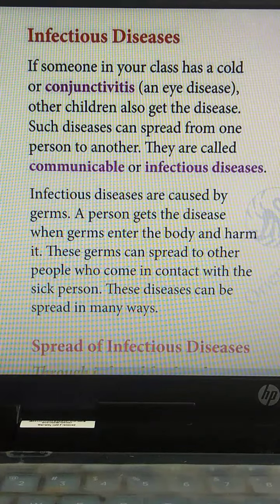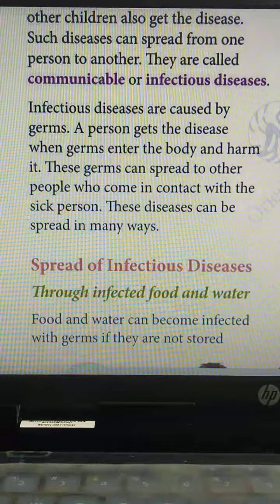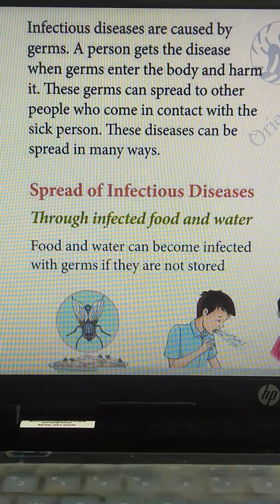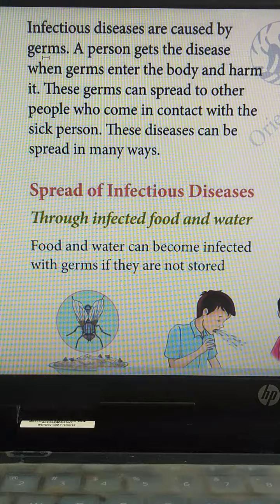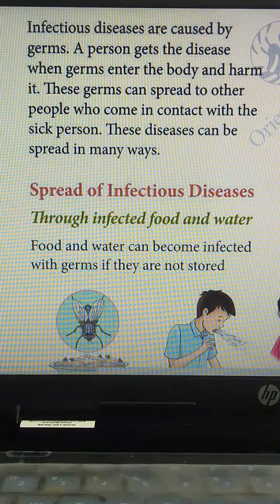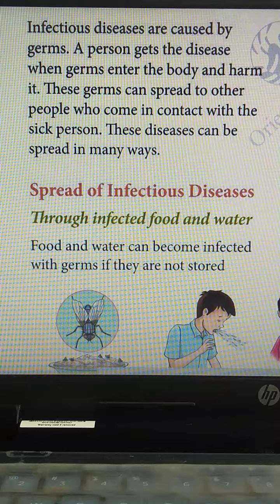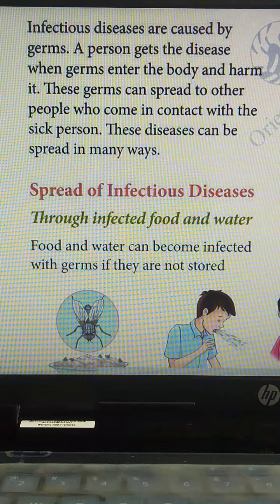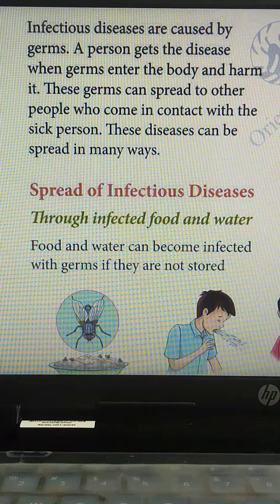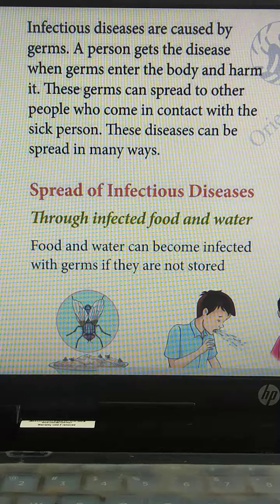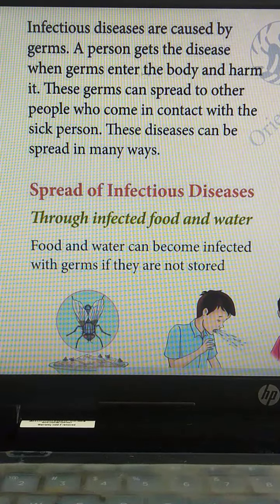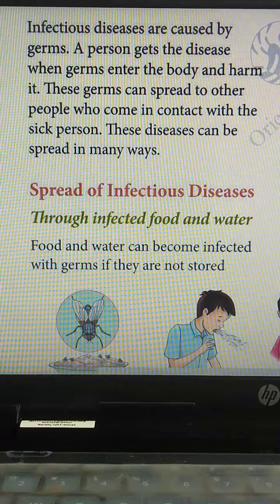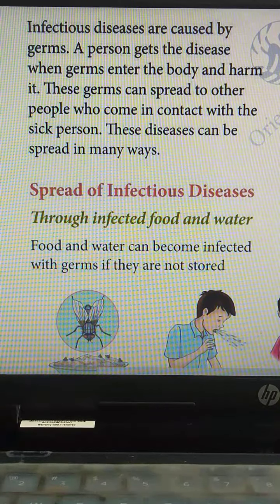Then after that it is written, infectious diseases are caused by germs. So how does it happen? By the germs. A person gets the disease when germs enter the body and harm it. We were talking about the two options, one is germs and the other is not taking proper food, right? So infectious diseases are caused by germs. Definitely when the germs enter your body, then your body will be harmed.